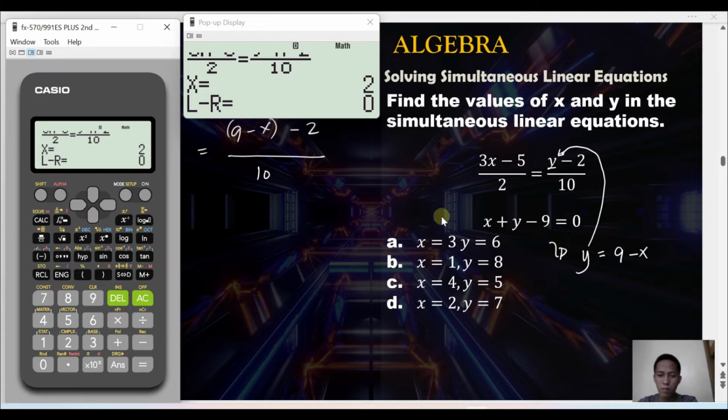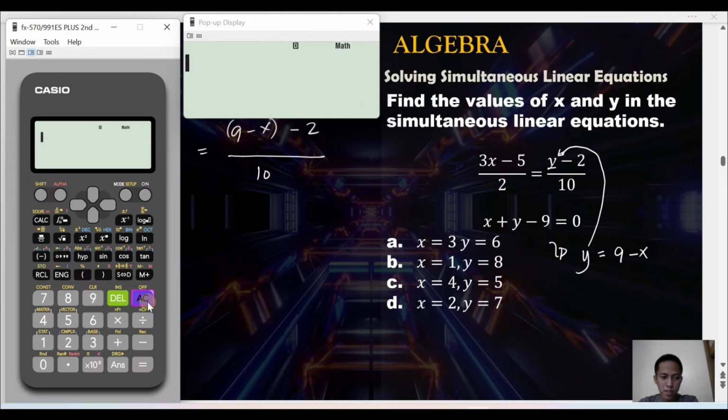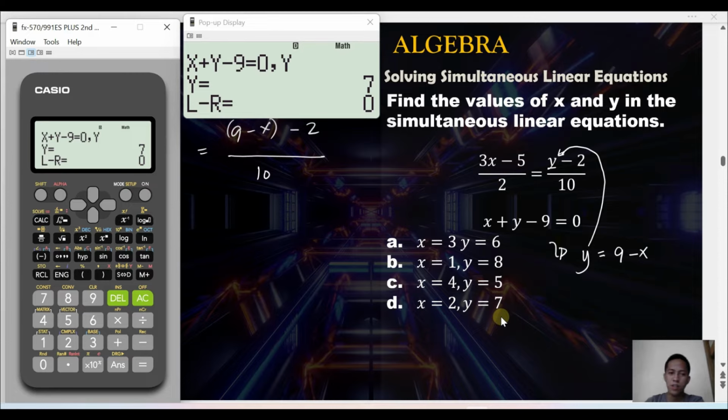Okay? Since x is 2, wala nang ibang x na 2 dito. So, solve pa rin natin si y. So, using this second equation, that is, alpha x plus y minus 9, alpha equals 0. So, yung value ng x natin is 2. So, shift, comma. We have here, y yung hahanapin natin. So, alpha y. Okay? So, shift solve. Ano yung value ng x? So, that is 2. Okay, equals lang natin since naka-input na siya dun. So, the value for y is 7. So, therefore, x is 2 and y is 7. Letter D.